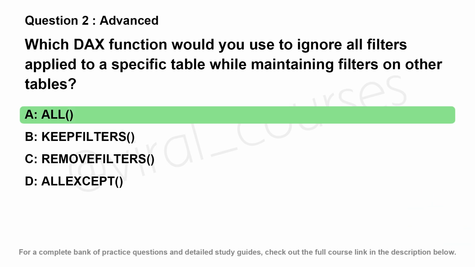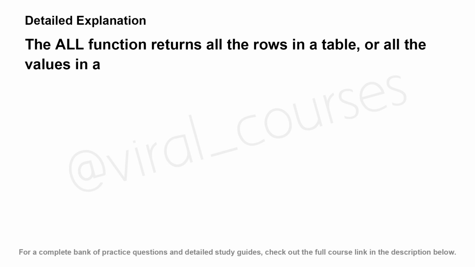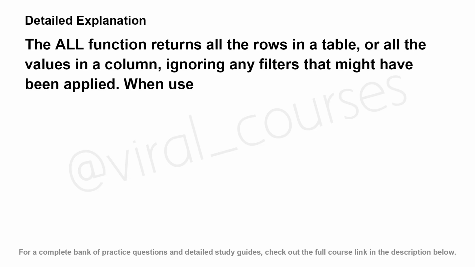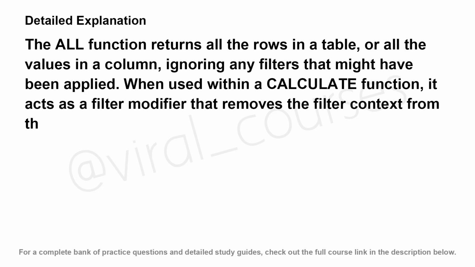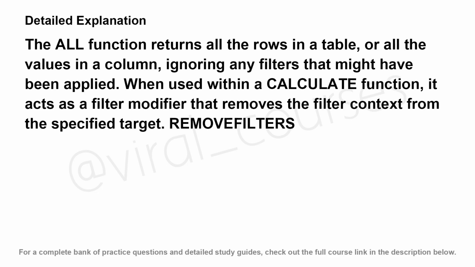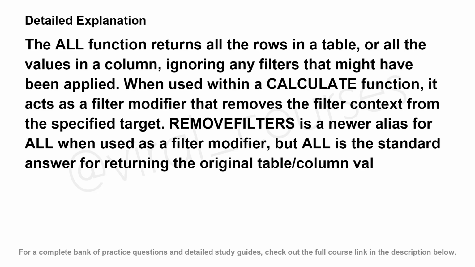The correct answer is A. The ALL function returns all the rows in a table, or all the values in a column, ignoring any filters that might have been applied. When used within a CALCULATE function, it acts as a filter modifier that removes the filter context from the specified target. REMOVEFILTERS is a newer alias for ALL when used as a filter modifier. But ALL is the standard answer for returning the original table column values regardless of slicers.